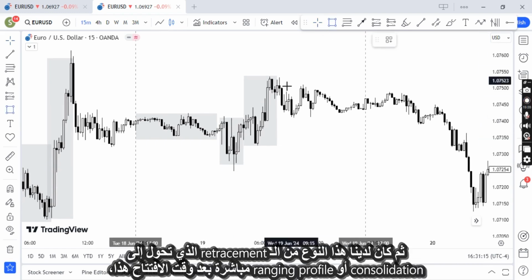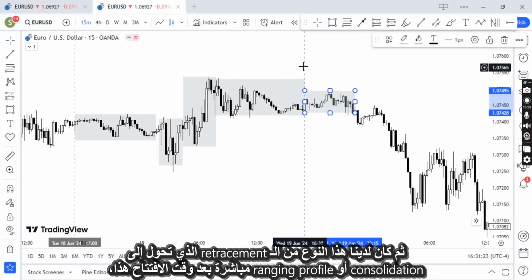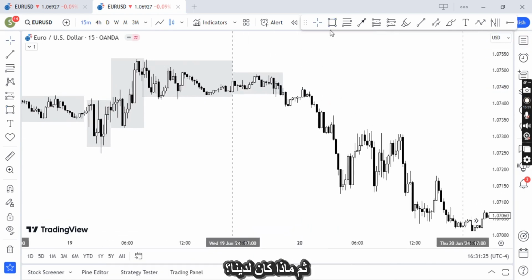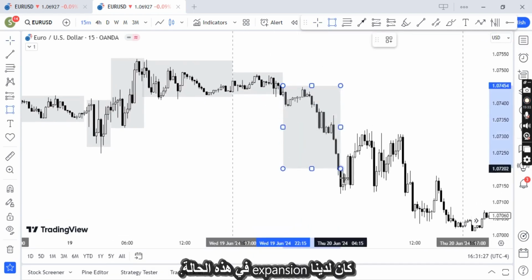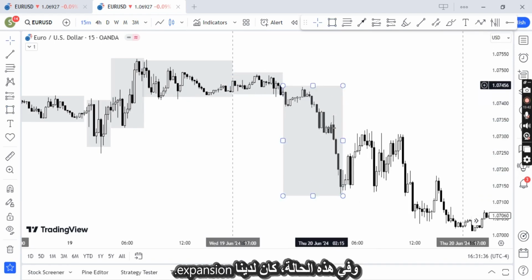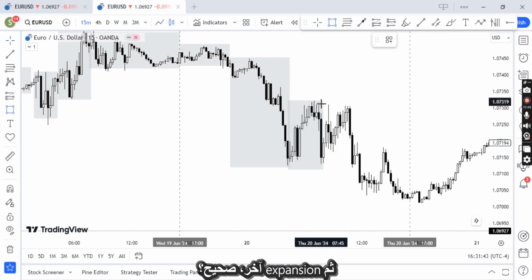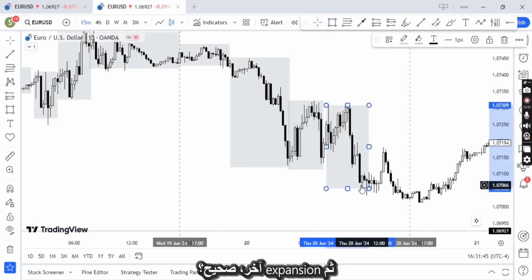And then we had this kind of retracement which turned into a consolidation or a ranging profile right after this opening time. And then we had what? We had an expansion in this case. So after a ranging profile, the only possible outcome for price is either a manipulation or an expansion, and in this case we had an expansion. And then after an expansion we had a retracement, and then another expansion, right?